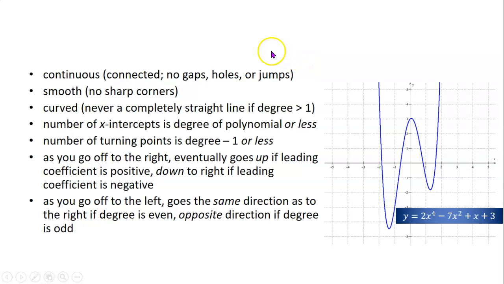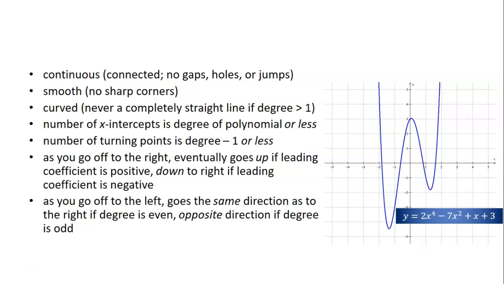So here's what you can say about the graph of any polynomial function. Here are some things that are true about any graphs of polynomial functions that are not necessarily true about other kinds of functions. If you're looking at the graph of a polynomial, it is going to be continuous. That means that the graph is all in one piece, connected. There are no gaps or holes or jumps. Also, the graph is going to be smooth. There are no sharp corners, no abrupt changes in direction.